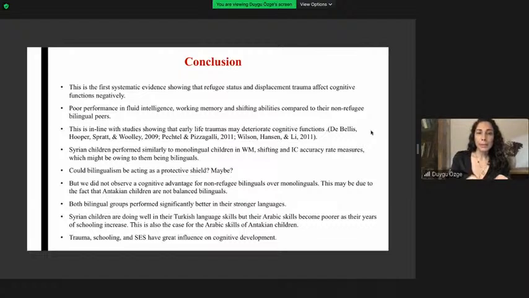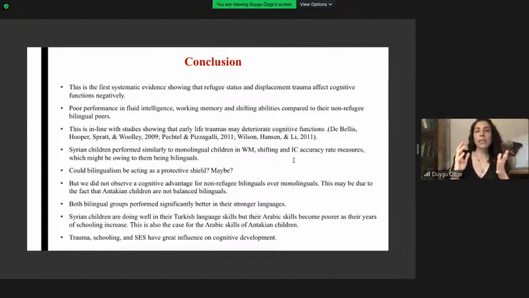And Syrian children perform similarly to monolingual children in working memory, shifting, and inhibition, especially in accuracy. So this may be some effects of bilingualism. Here we think bilingualism may have acted as a protective shield for these children, because yes, Syrian children performed poorer than non-refugee bilinguals, but they didn't perform poorer than monolingual children in these skills.